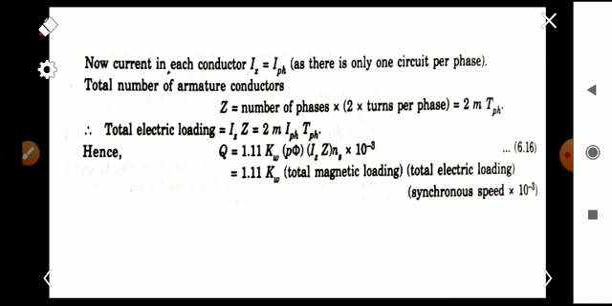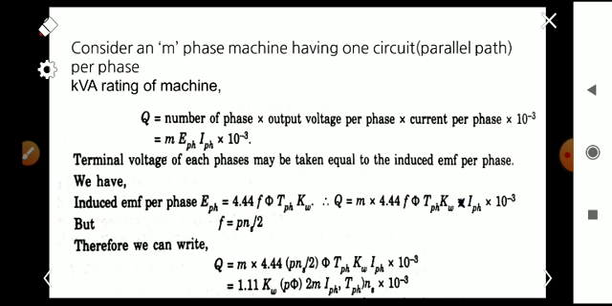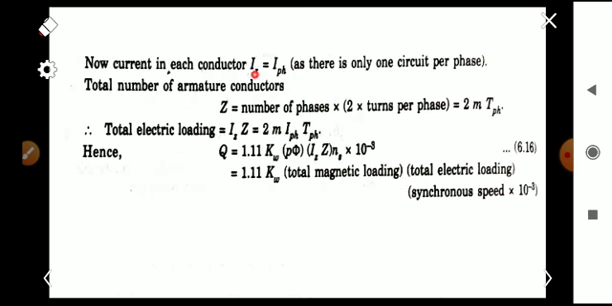Because here we already said that there is only a single circuit, that is only a single parallel path, which means IZ is equal to I phase. And the total number of armature conductors Z, how can you find it? Sometimes we may know the value of T phase, that is turns per phase.